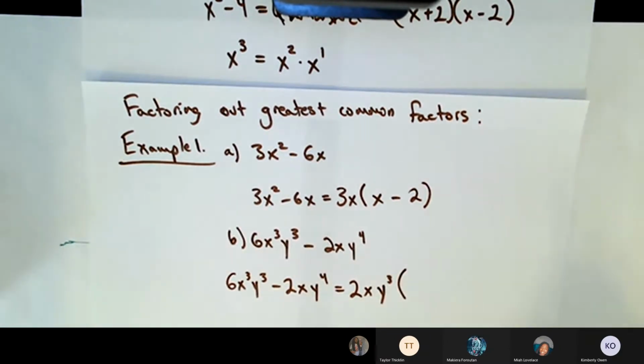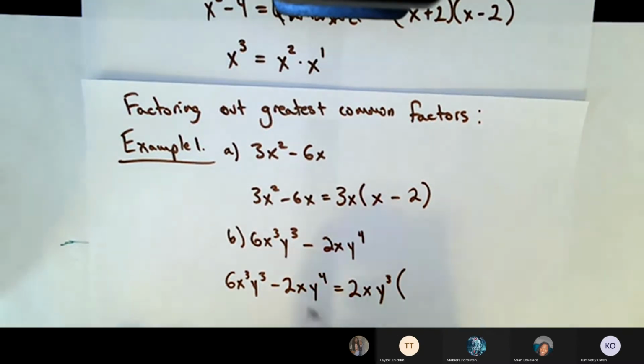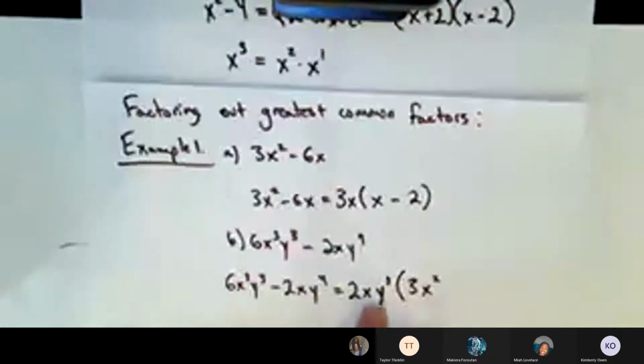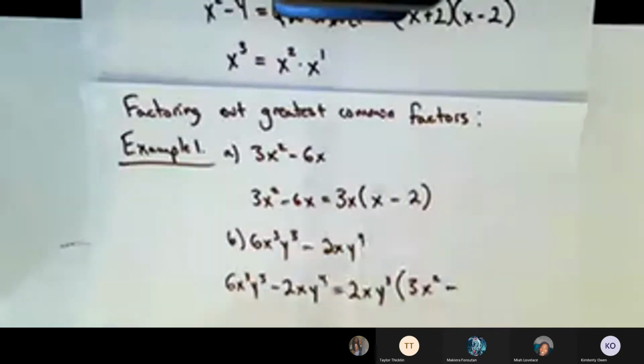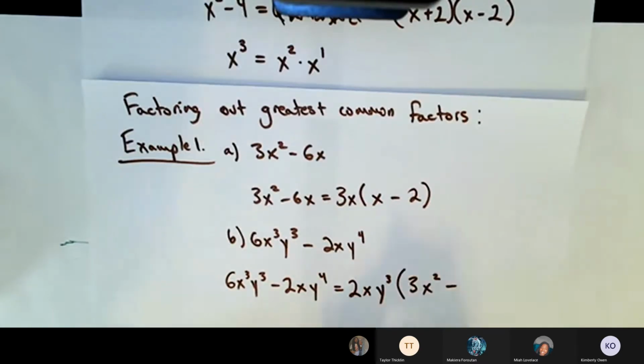Now I have to think about what is left over in my first term if I take all of this away. Well, I took a 2 away from my 6, so that leaves me with a 3, right? Because 2 times 3 is 6. I took a single x away, so that's going to leave me with x squared. And I took the entire y cubed away, so that's all that remains of my first term there. Now my minus sign. Now I pulled a 2 off of this term, so the 2 is gone. And in fact, I pulled the x off too, so the x is gone. And in fact, I pulled 3 of the y's away, so there's only 1 y left over. There we go. All right, so that's factoring out the greatest common factor.